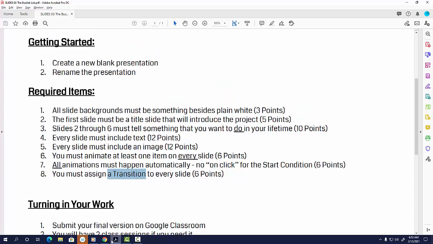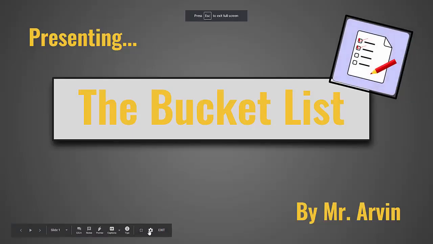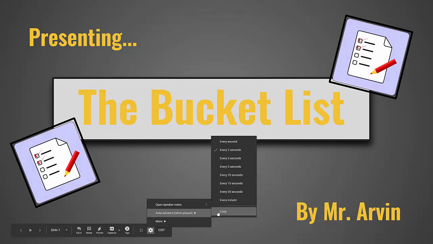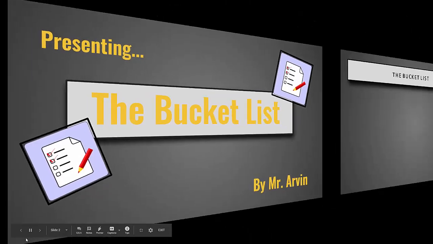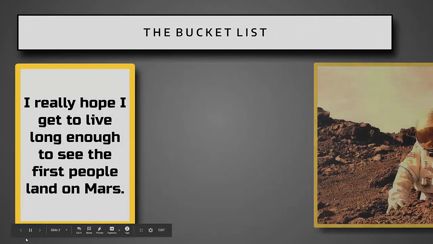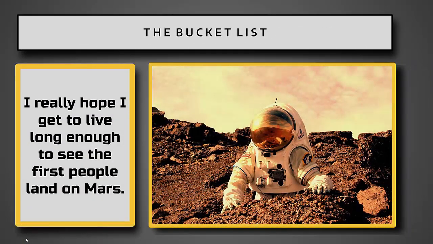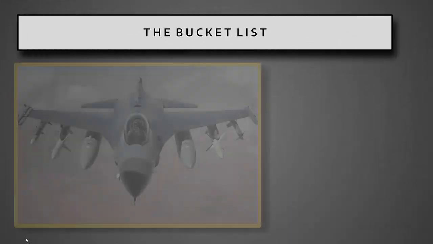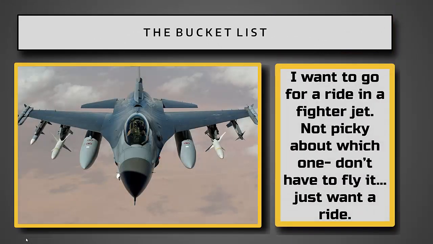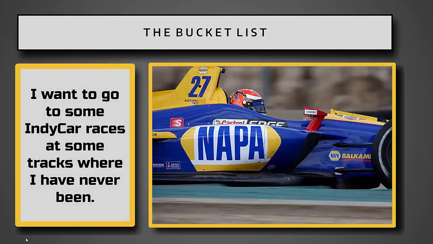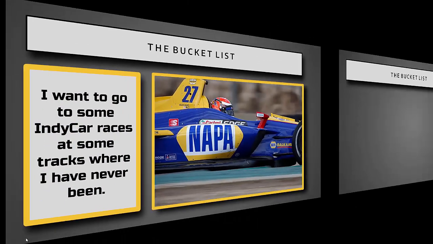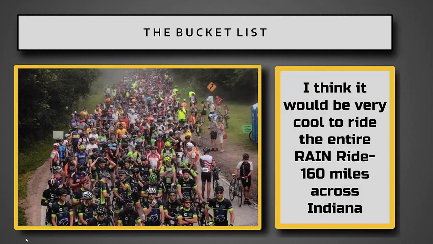All right, and so the only other thing I'm going to show you in this movie, I'm going to hop back over here and hit present on mine, and I might even tell it to loop and hit play, and let's just take a look so you see what mine are. So there's a transition to my first slide. I would love to live long enough to see the first people land on Mars. I would love to fly in some kind of fighter jet, back seat. That would be fun. There's a lot of IndyCar tracks I would love to go to.